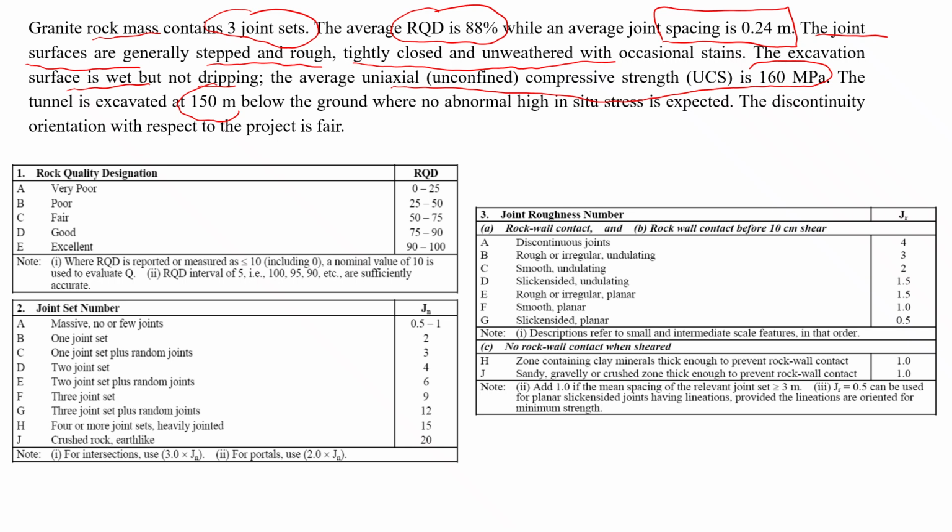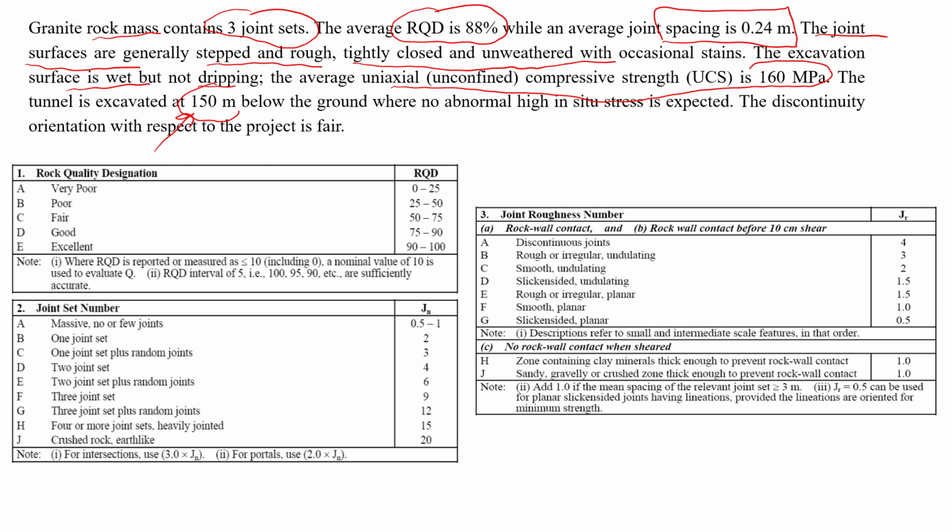We'll know that the tunnel will be excavated at this depth, which is 150 meters below the ground surface. And is there anything else? Groundwater normal, high UCS strengths. Okay, so let's just start with each parameter.